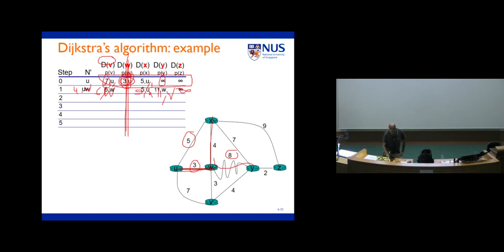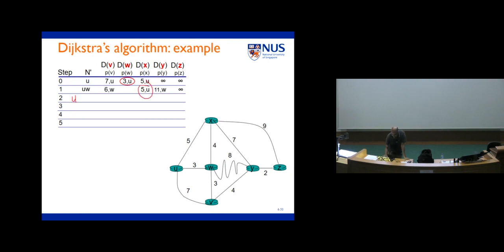So let's erase everything here. We are done with our first iteration. Now we repeat. We don't know anything about V. We haven't yet found the shortest path to V, X, Y, and Z. So I have 4 options. I again pick the one with the least cost, which is X.